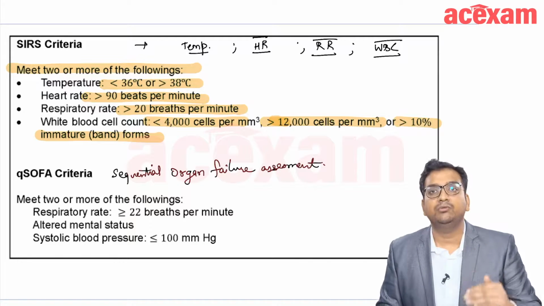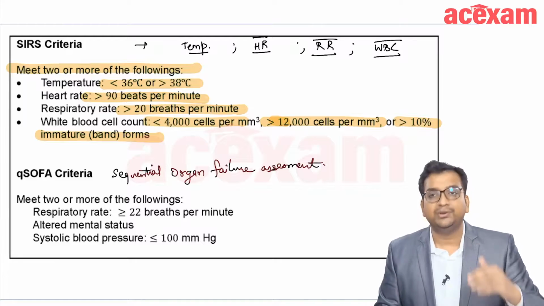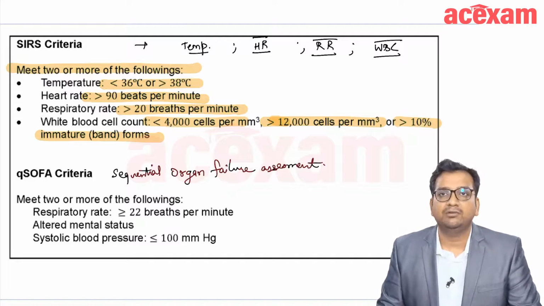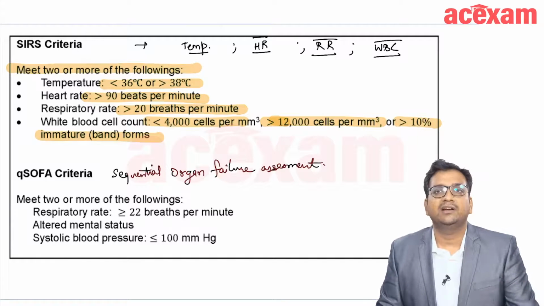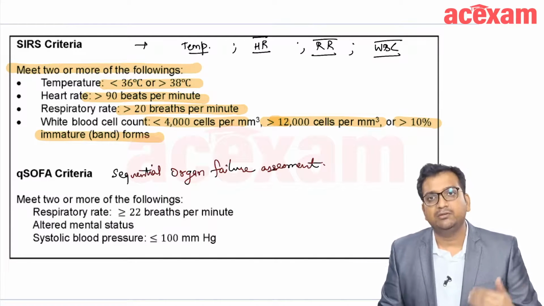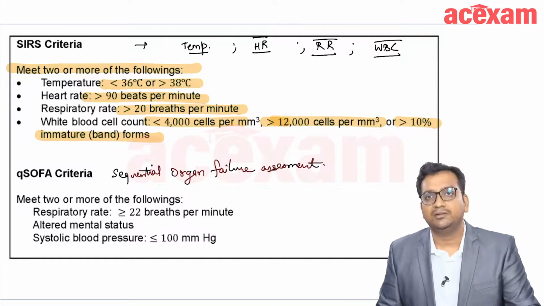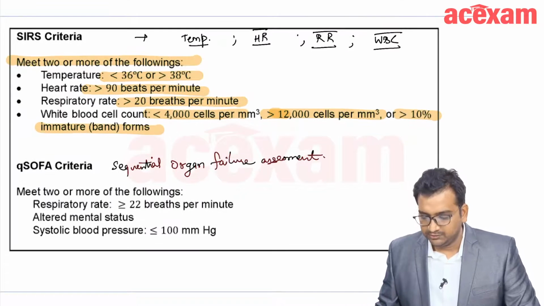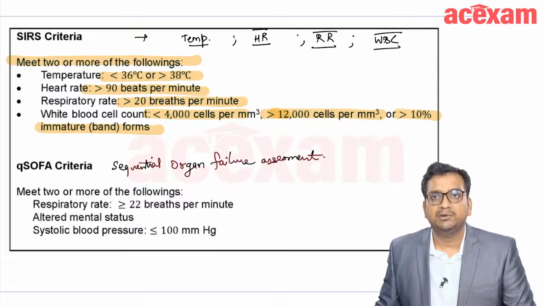If any two of the following are there, suppose the patient is having a 13,000 or 15,000 WBC count and pulse is 100, then there is SIRS definitely. Okay. If the BP is very low, then the patient might have sepsis or septic shock. Okay. So this way we can calculate whether the patient is having SIRS or not, and we can calculate the BISAP score.